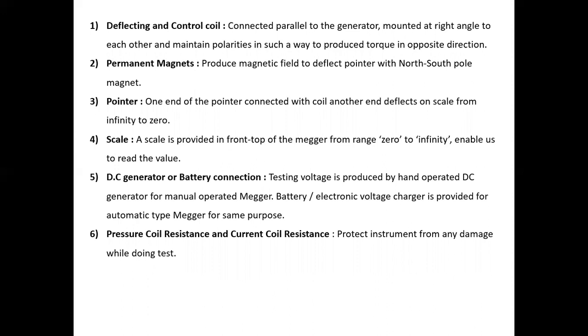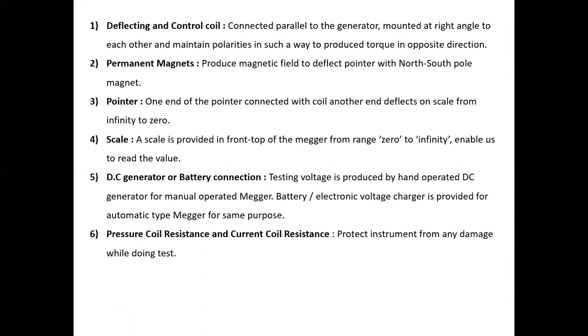Next, permanent magnet produces magnetic field to deflect the pointer, with north-south pole magnet. Pointer: one end of the pointer is connected with the coil and the other end deflects on the scale from infinity to zero. Scale is provided in front top of the Megger from range 0 to infinity, enabling us to read the value. At the time of measurement, the pointer will stop at 6 megaohm. Then the value of insulation resistance is 6 megaohm.